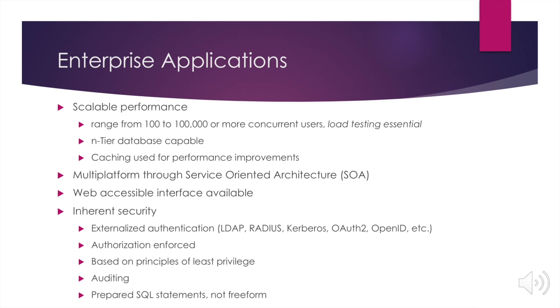Enterprise applications are ones that have scalable performance from 100 users to 100,000 or more. They're n-tier database capable, and caching is used throughout for performance improvements. They'll be multi-platform by using SOA, service-oriented architecture. And their web accessible interface will be available so that users don't need to download a physical PC client.